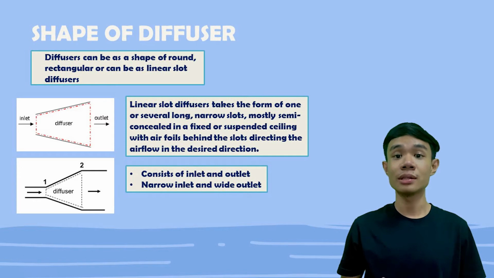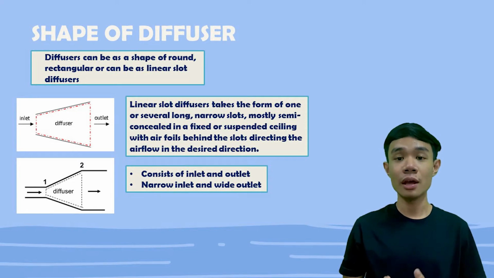Linear slot diffusers take the form of one or several long, narrow slots, mostly semi-concealed in a fixed or suspended ceiling, with air falling behind the slots, directing the airflow in the desired direction. It consists of an inlet and an outlet, narrow inlet, wide outlet.